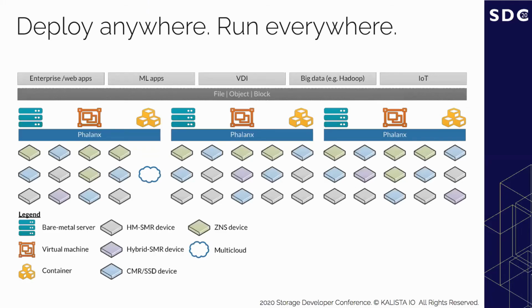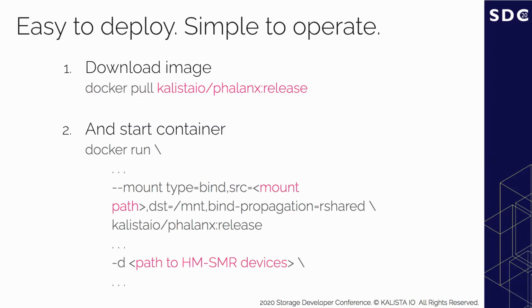By removing dependencies and limitations, we made Phalanx easily virtualizable and capable of running everywhere, such as on bare metal servers, in virtual machines, and as containers. So you can easily integrate Phalanx into existing workflows and orchestration frameworks such as Kubernetes and vSphere. In addition, we made Phalanx simple to operate, with simple turnkey operations instead of complex configurations.